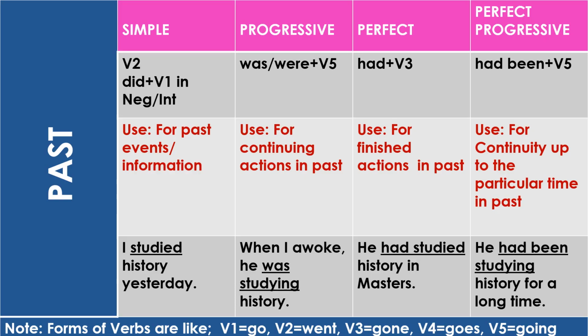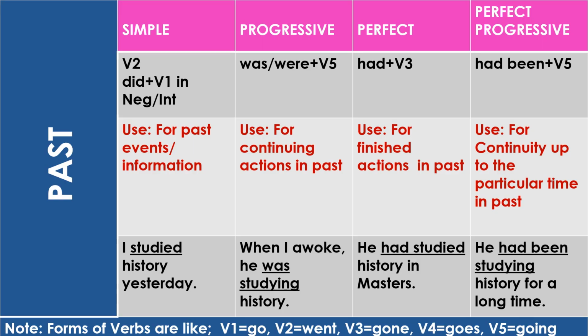Past perfect tense. Here we use the helping verb had plus the third form of the verb, that is V3. This is used for finished action in the past. For example, he had studied history in masters.